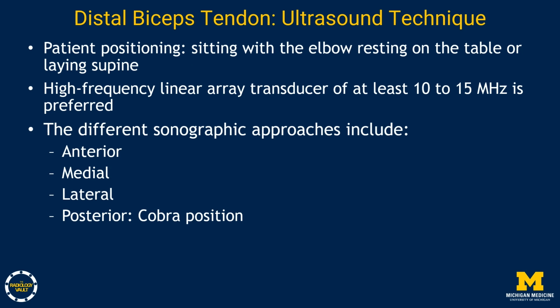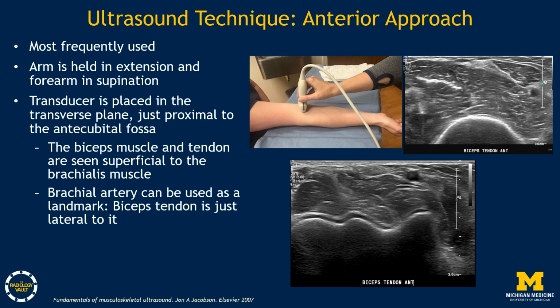Evaluation of the distal biceps tendon can be done with the patient sitting, with the elbow resting on the table, or laying supine. We prefer to use a high-frequency linear transducer of at least 10 to 15 MHz. The different sonographic approaches include the anterior, medial, lateral, and posterior, or so-called cobra position. The anterior approach is the most commonly used.